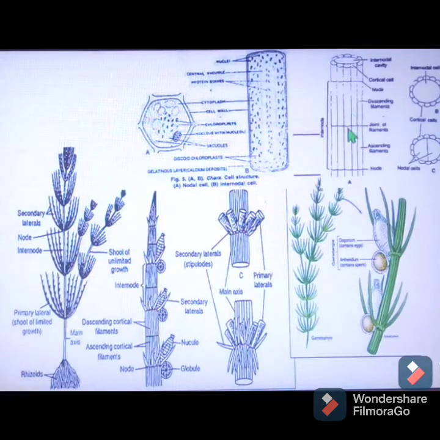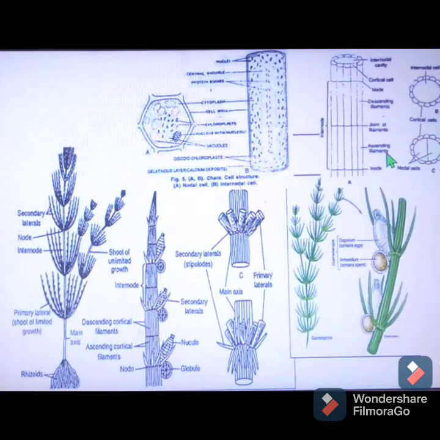You can see the internode is covered by the cortical cells, half above and half below. The downward cells are called the descending filaments, and the upward cells are called the ascending filaments. And this is the part where they join together. You can see the join of filaments, where ascending and descending filaments join together.